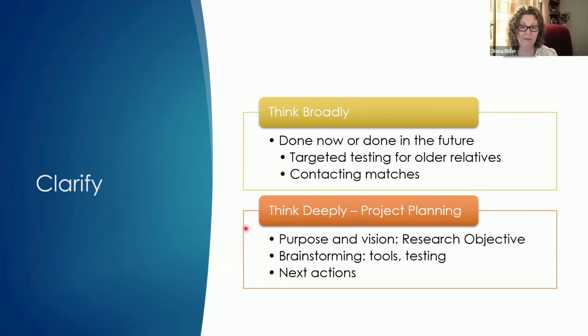And then we're going to think deeply and do project planning. And this is where we take just one focused objective and we're going to go deep on it. So we can also, on that specific project, do brainstorming about what kind of tools we want to use with the testing companies or third-party tools, who we might need to test for that specific research objective. And we want to think about this in terms of the very next action. So we'll come back to next actions, but often we have just a broad idea of doing something and we haven't broken it down enough to make it doable.